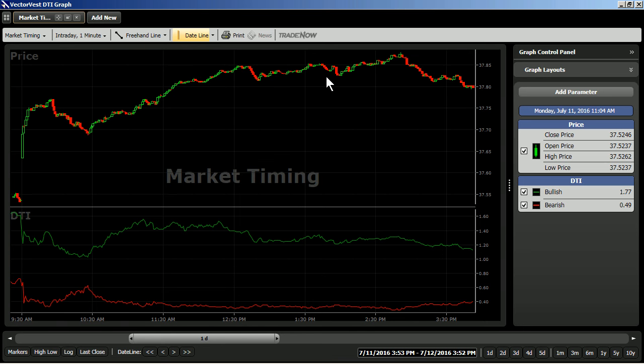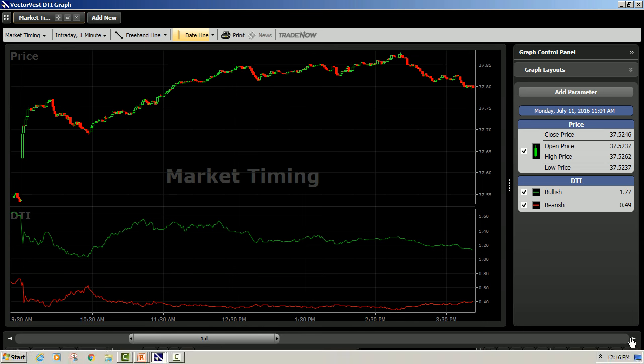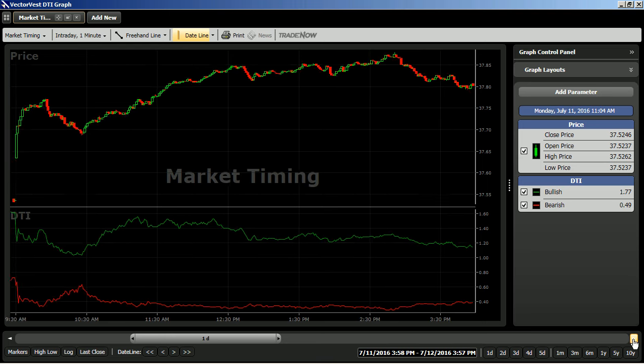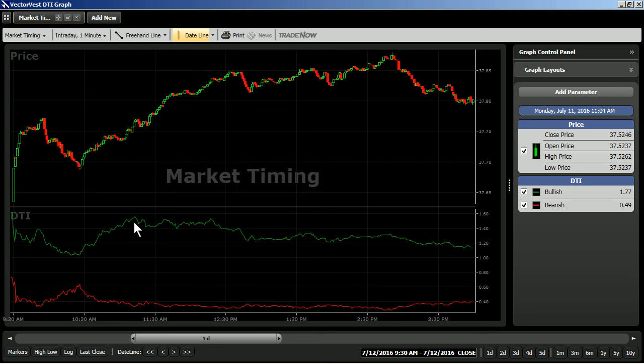Great day to be long in the market here on July 12th. Let me just scroll over a little bit more, and you can clearly see the separation between the bullish Derby timing indicator and the bearish. Again, very nice, steady uptrend throughout the day.